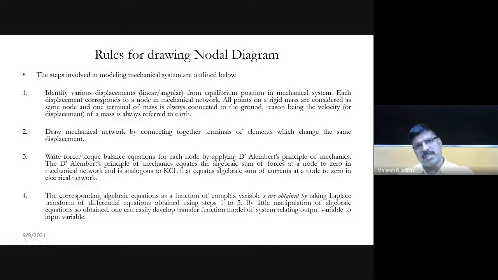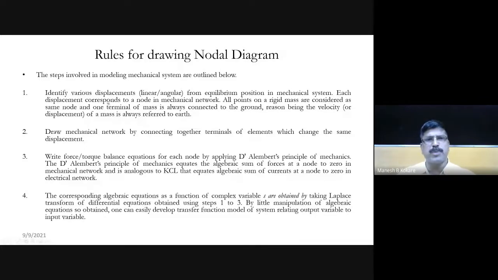Okay, so what are the steps involved in modeling? First, we have to identify the displacement. The displacement may be a linear displacement or an angular displacement. Linear displacement is represented with x and angular displacement is represented with theta. How many displacement points are there? You have to identify that from the given problem. So identify the various displacements from the equilibrium position in the mechanical system. You have to identify first how many displacement points there are in the given mechanical system. The number of displacement points will be equal to the number of nodes.